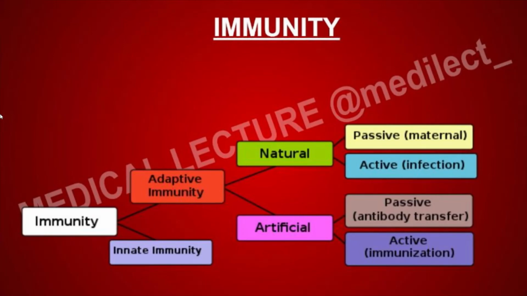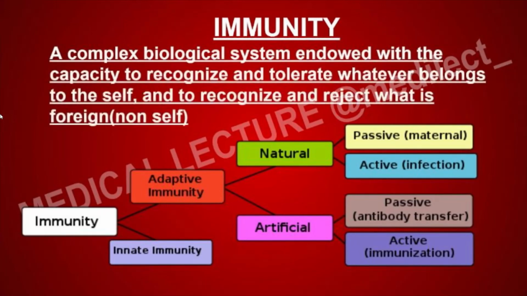Now next is immunity. What is immunity? It is a complex biological system endowed with the capacity to recognize and tolerate whatever is self, whatever belongs to the self, and to recognize and reject what is non-self or foreign. Immunity is of two types, innate and acquired. Acquired is further of two types, natural and artificial, further of active or passive types.